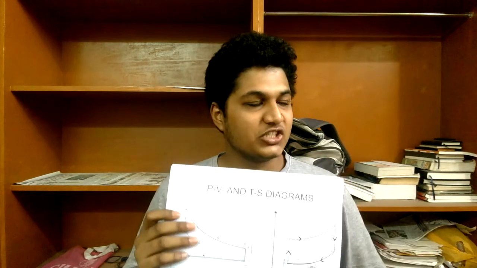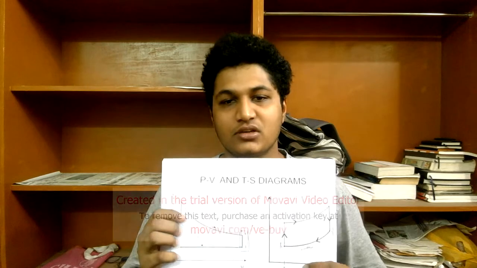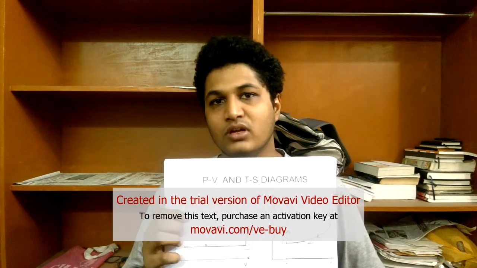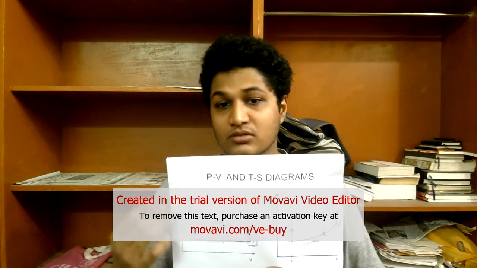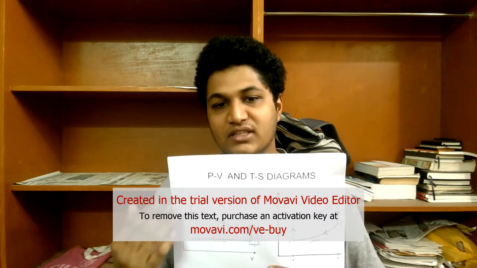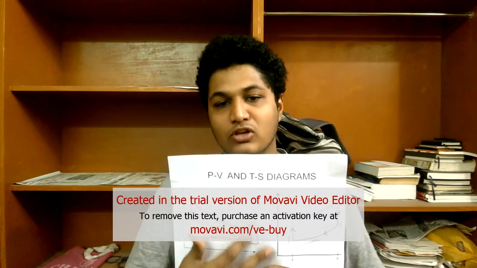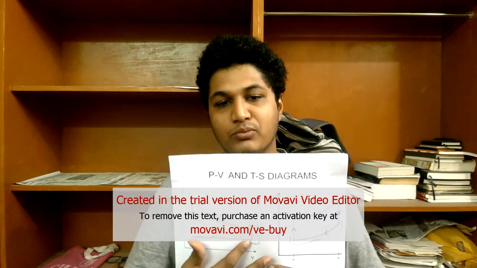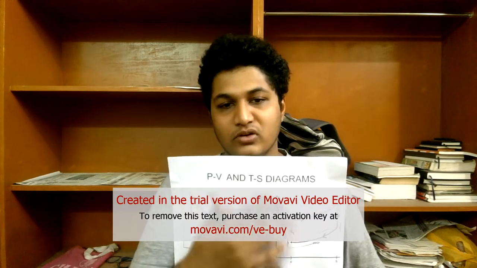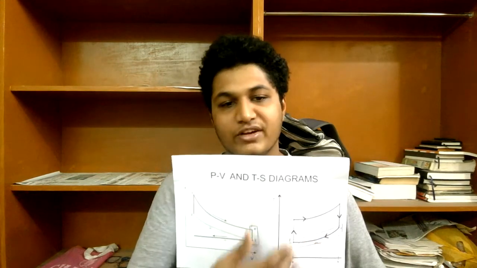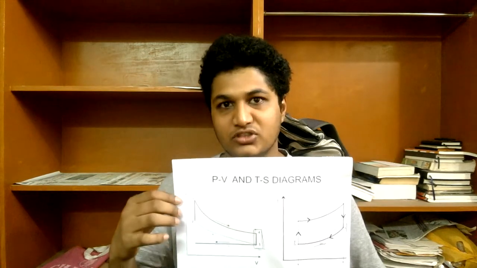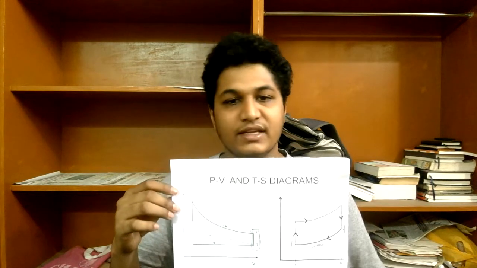Now the last stage is heat rejection, and as stated before, it takes place at constant volume. Hence you can see on the PV diagram that the volume has not changed from 0.3 to 0.4. On the TS diagram you can see that the entropy has decreased because you have rejected heat.